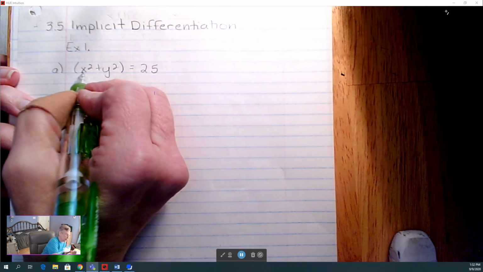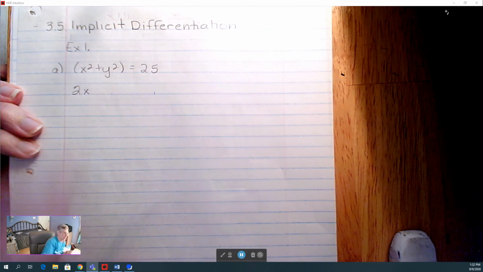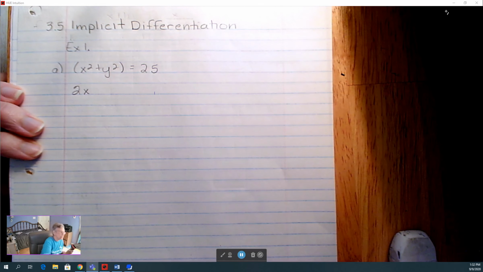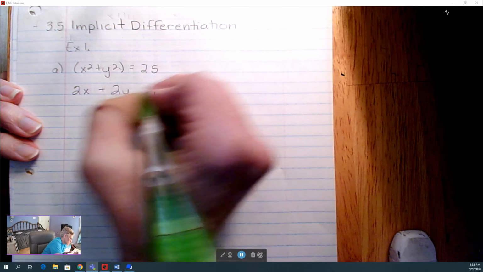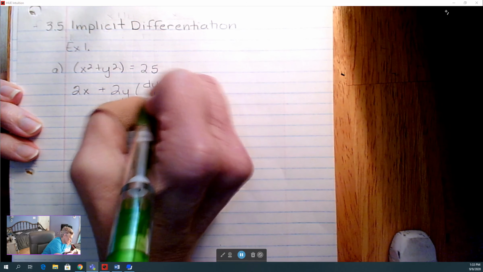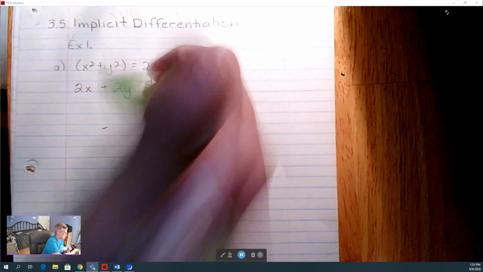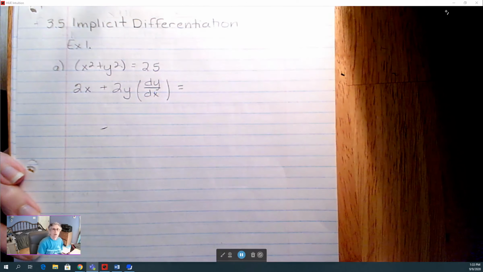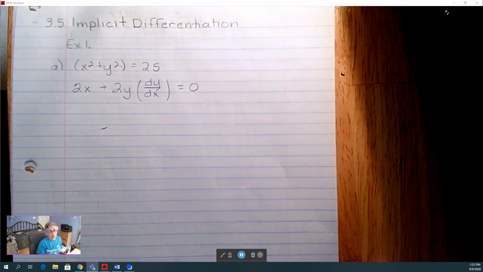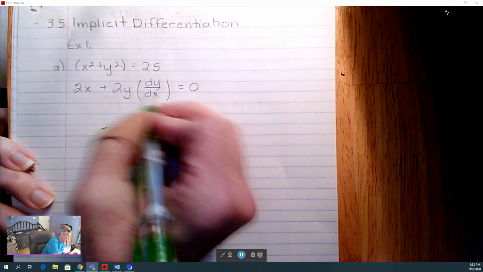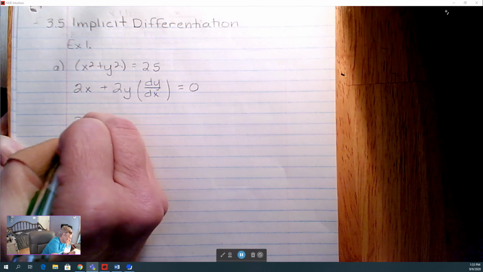So, derivative of x squared with respect to x, 2x. Derivative of y squared with respect to x is 2y times dy dx. And then the derivative of 25 is 0. So I can isolate dy dx by subtracting 2x from each side.